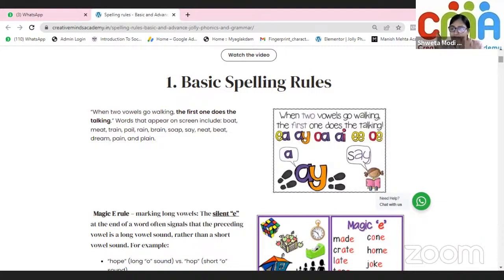So when you have two vowels together, when you have the vowel team together, the first letter says its name and the second letter doesn't say anything. It's silent. That's why the rule is the first one does the talking and the second one doesn't say anything.